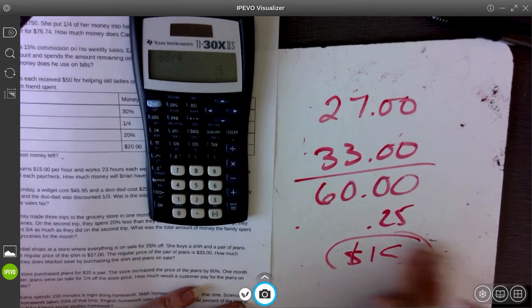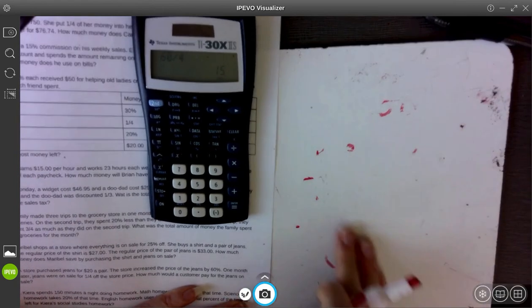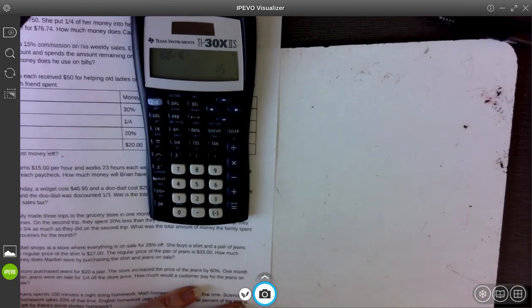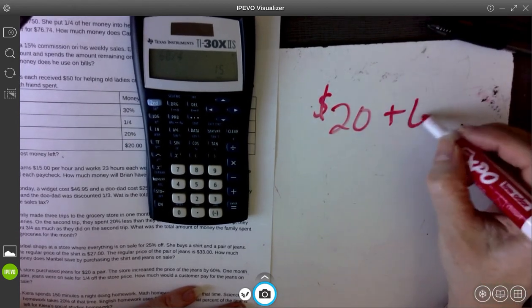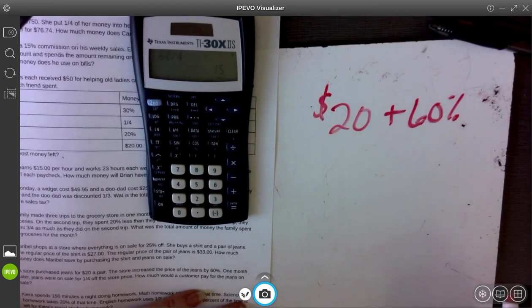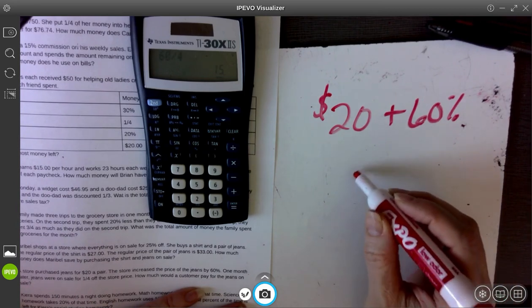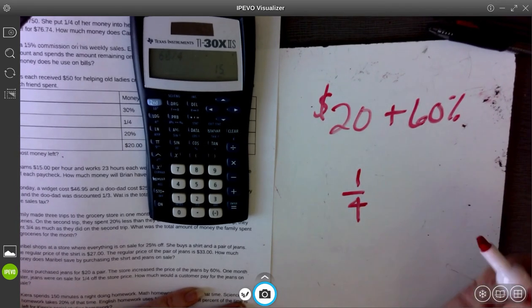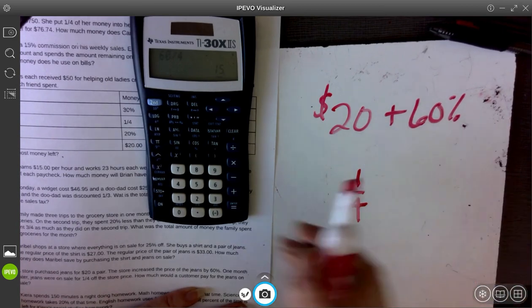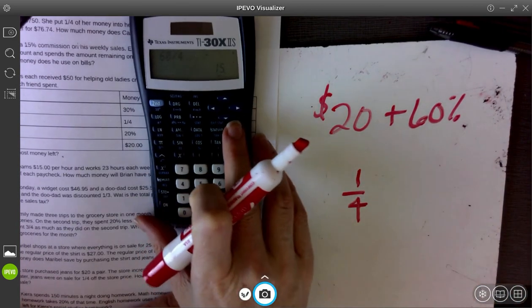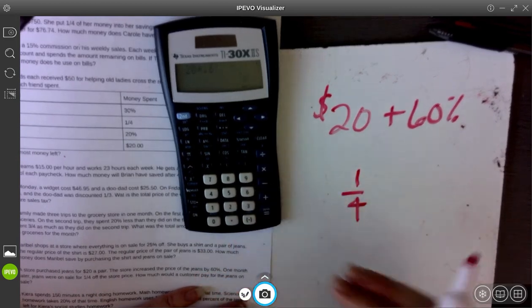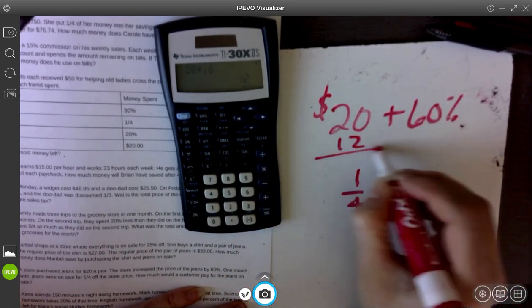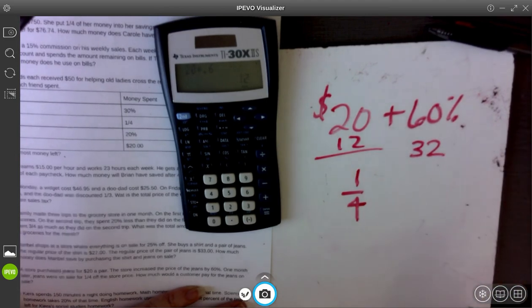All right, a store purchased a pair of jeans for $20 a pair. The store increased the price of the jeans by 60%. So $20 plus, they're going to go up 60%. But then they went on sale for 1/4 off the store price. So let's start here. So I want to find 60% of 20. 20 times 0.6 gives me 12. So the store is selling the jeans for $32.